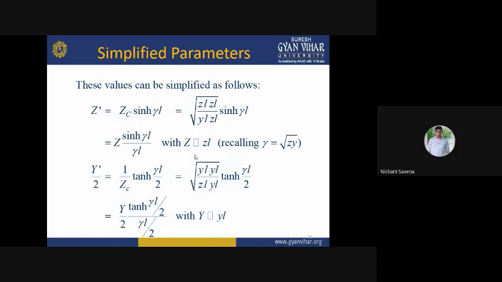Therefore, Y dash by 2 can also be calculated as 1 by Zc tanh(gamma L by 2), which gives gamma YL into YL upon ZL into YL into tanh(gamma L by 2). So it can be written as Y by 2 into tanh(gamma L by 2) upon gamma L by 2. In this way, we have calculated the transmission line model parameters Z dash and Y dash by 2 for the pi circuit only. This is not valid for the T circuit.